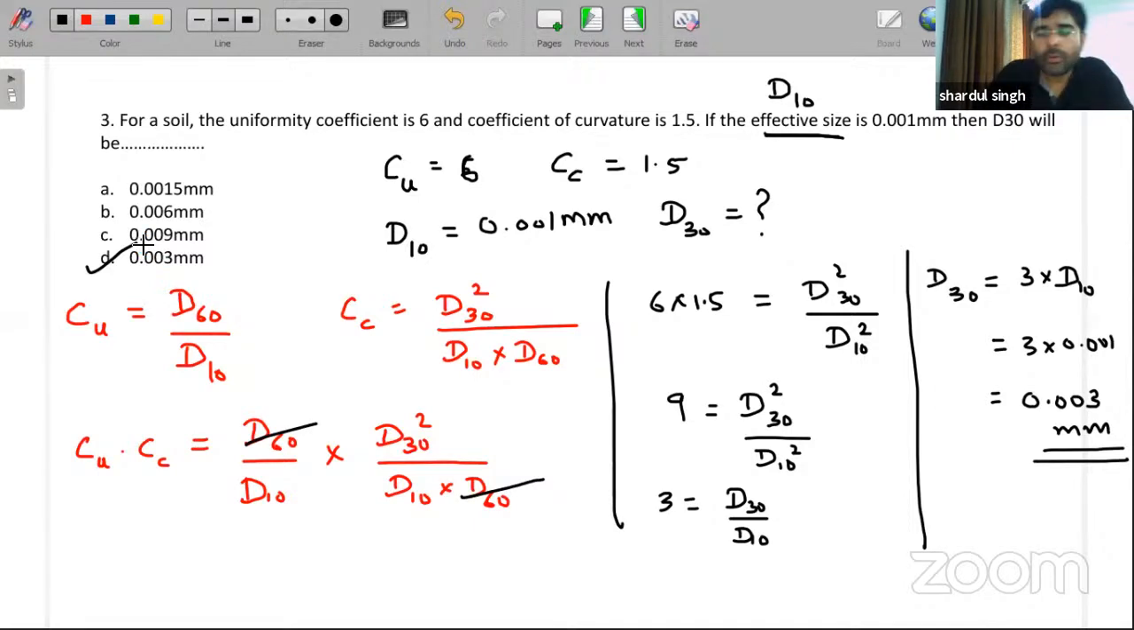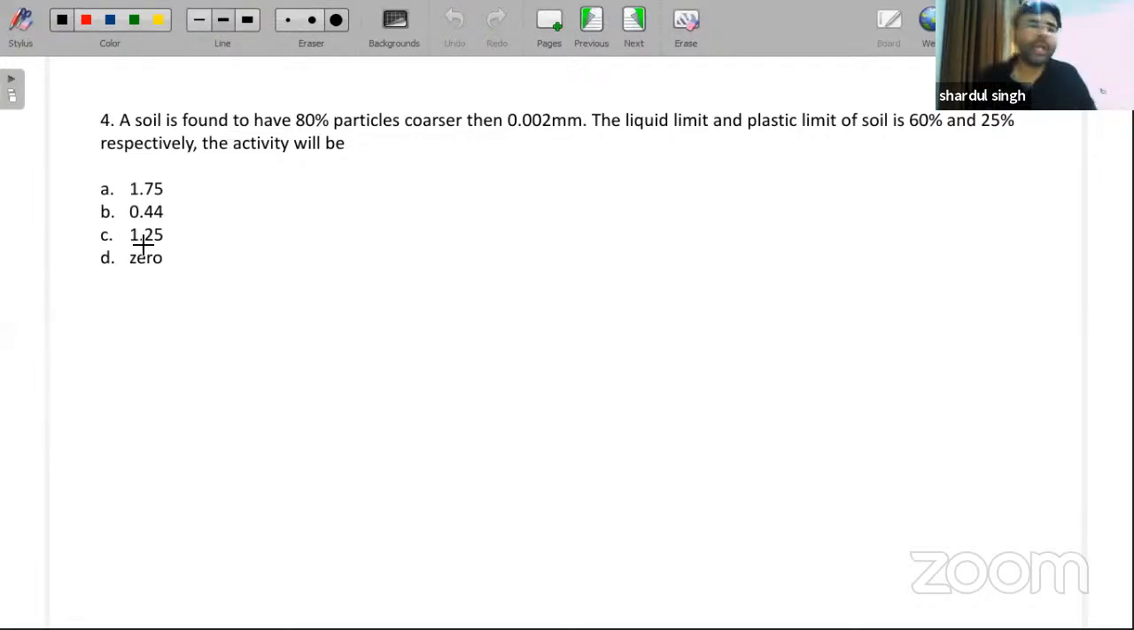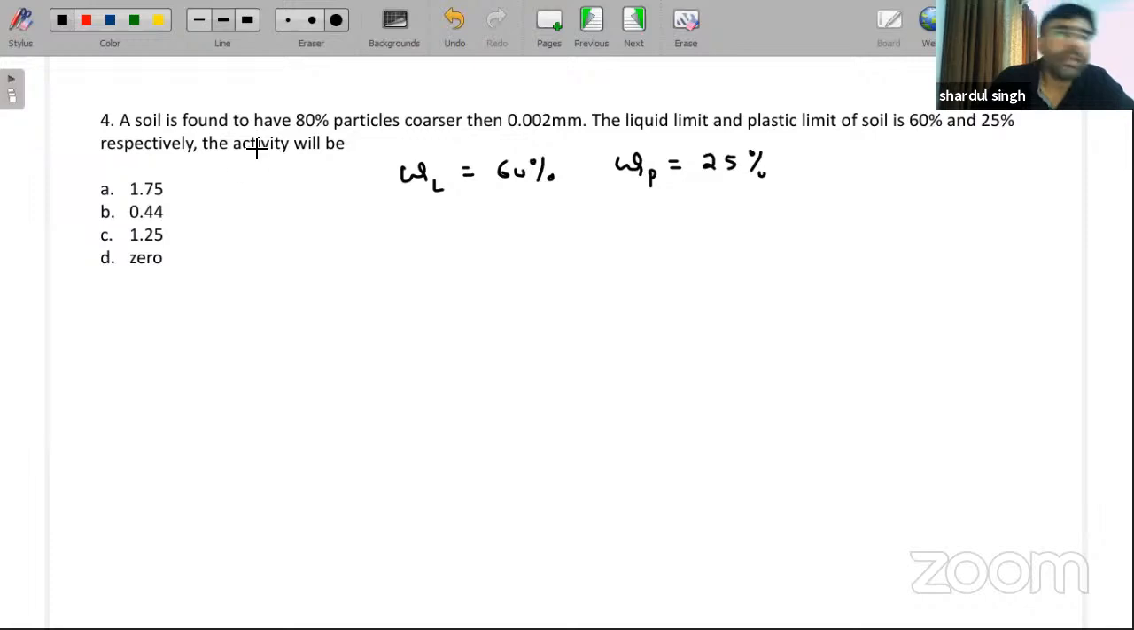Okay. Now, question number 4. A soil is found to have 80% particles coarser than 0.002 mm. The liquid limit has been given to you as 60% and the plastic limit as 25%. The very first line of the question says that a soil is found to have 80% particles coarser than 0.002 mm.